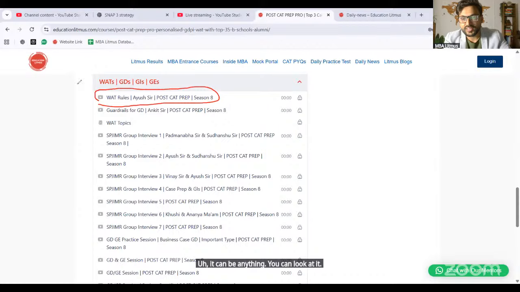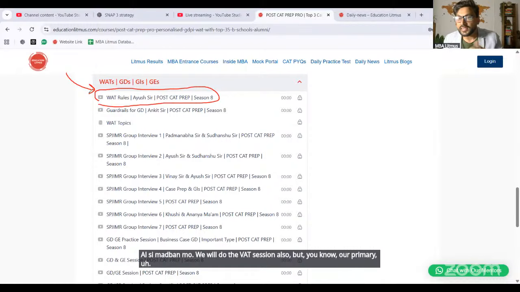ठीक है, थोड़ा सा टाइम निकालो, आलसी मत बनो. ठीक है, और इसको देखो एक बार बैठ के. We will do the WAT session also, but our primary responsibility is to get our answers first. So we'll do a lot of these sessions also, but you can also start on your own. तुम अपने लेवल पे पैरेलली स्टार्ट कर सकते हो.